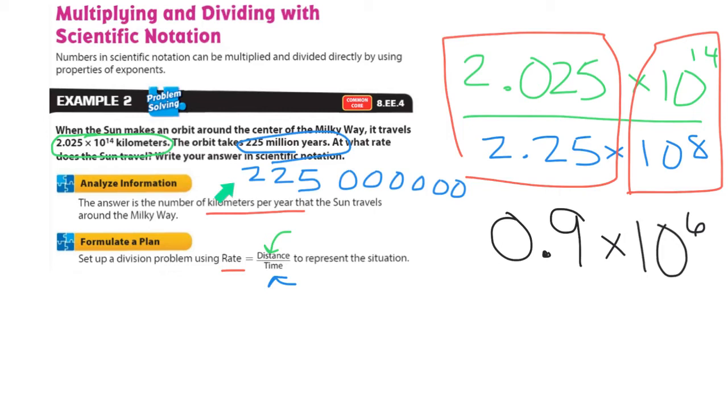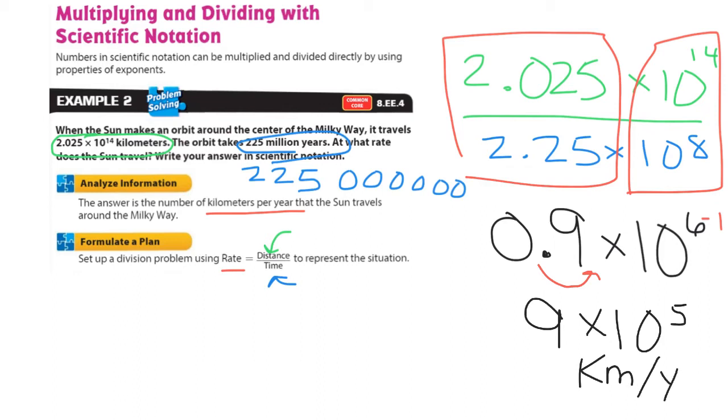Now this said to write my answer in scientific notation. This is not scientific notation. You see, this decimal point's in the wrong spot. I've got to push it over. So I have to push this decimal point back to the right. And when I come to the right, I have to take 1 away from that exponent. So now I have 9 times 10 to the 5th power kilometers per year. Okay, that's how you solve it.